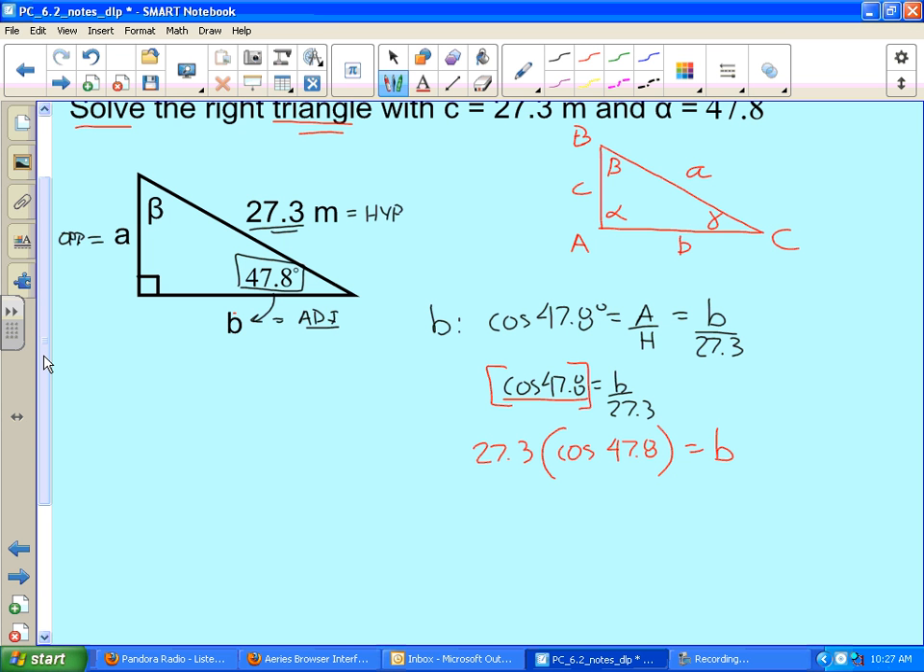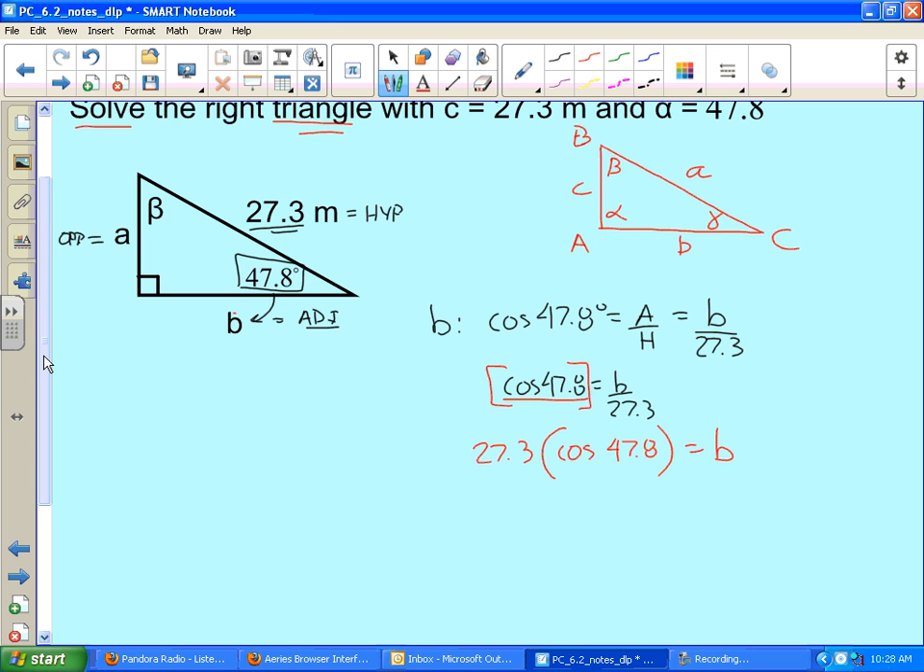A lot of times what your calculators will do is, when you hit cosine or sine or tan, it shows cosine and then throws a parenthesis, and then you're putting in the angle, and then it'll leave that parenthesis open. Mine doesn't do that. Yours doesn't do that? All right, so if I'm going to do that on this problem, I would do cosine 47.8, close the parenthesis, and then times 27.3.